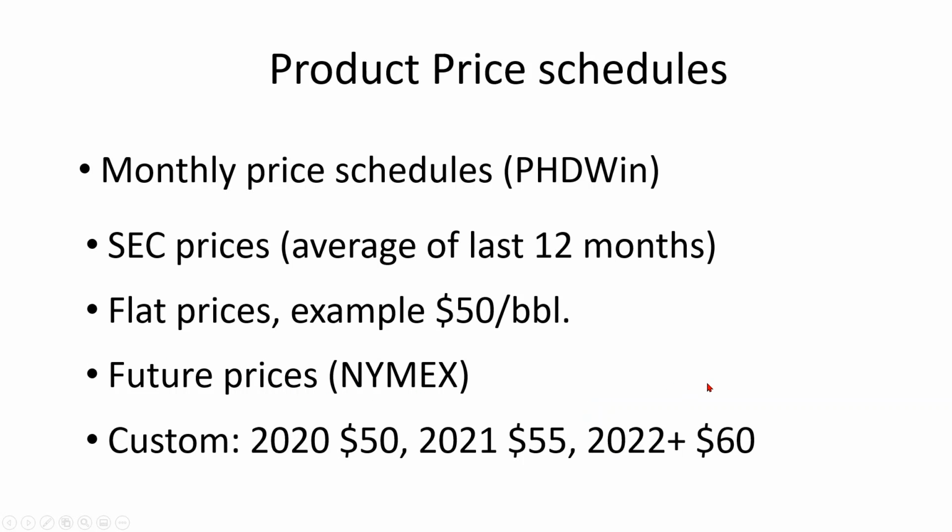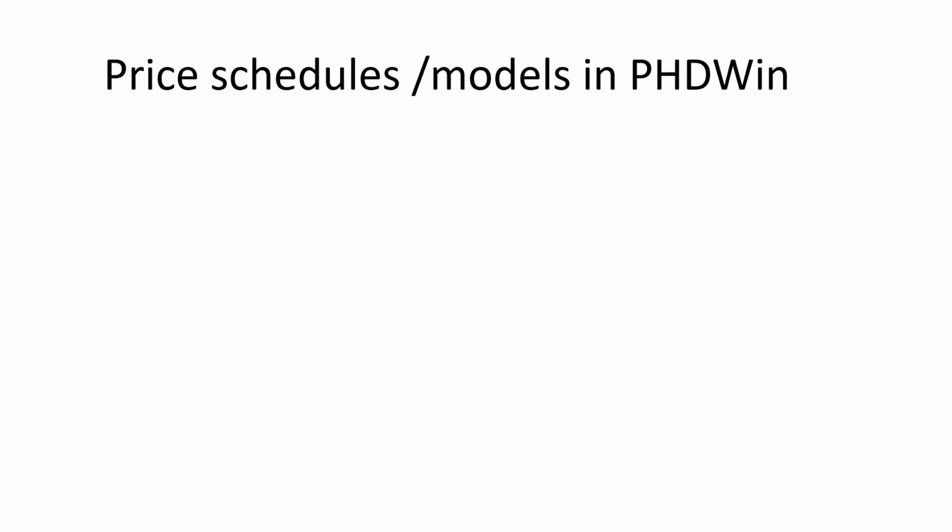Or you can have a custom schedule. Say your client has an investment bank that's financing them, and the bank's economics department says we want to use $50 oil in our reserve report for the first year, and $55 for the second year, and then $60 thereafter. If the client wants a custom model, you can do that also in PHDWin. All right, so let's see how we can do a price schedule or model in PHDWin.